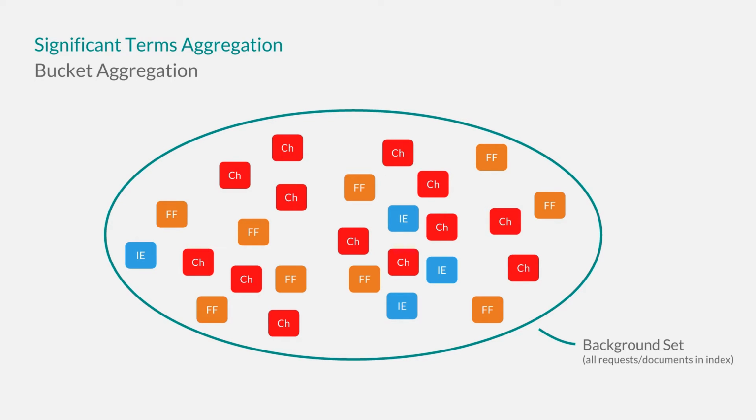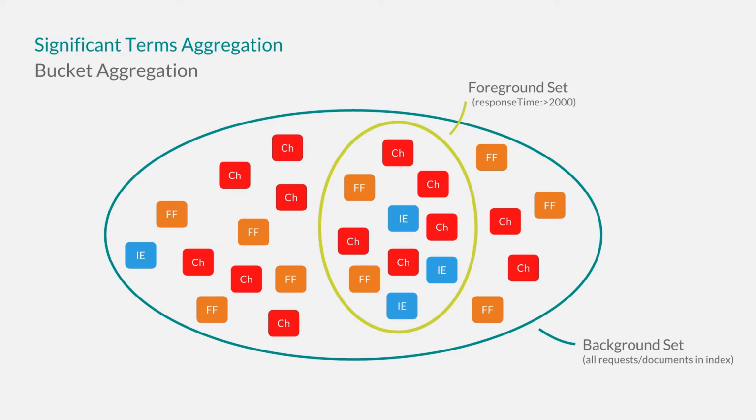We now need to define a foreground set, because without the foreground set, the significant terms aggregation doesn't work. So let's search for all the requests that took longer than 2 seconds.